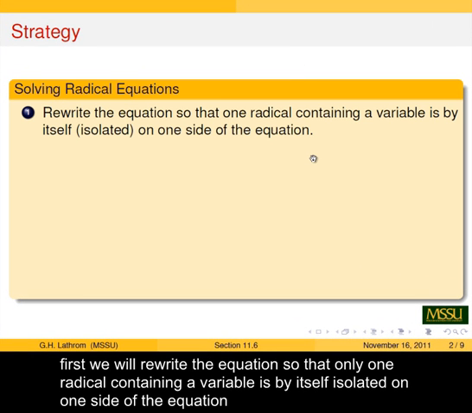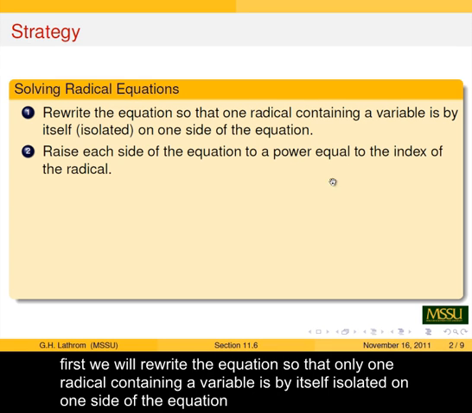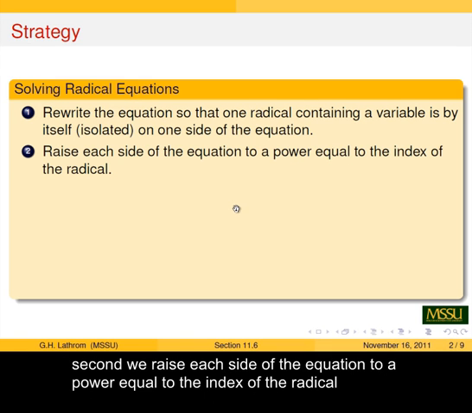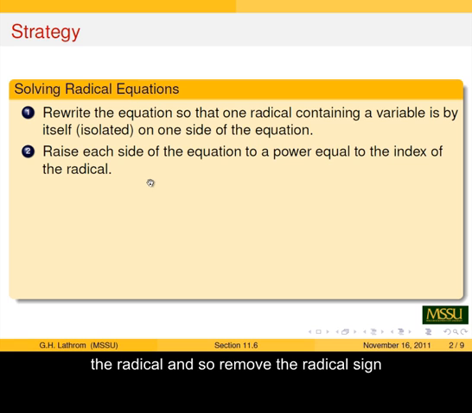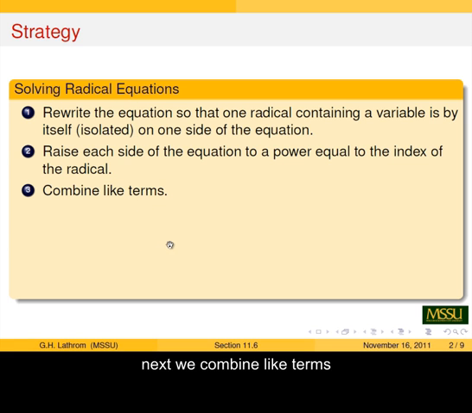First, we will rewrite the equation so that only one radical containing a variable is by itself, isolated on one side of the equation. Second, we raise each side of the equation to a power equal to the index of the radical. The purpose of this is that raising to that power will cancel out that radical and so remove the radical sign. Next, we combine like terms.